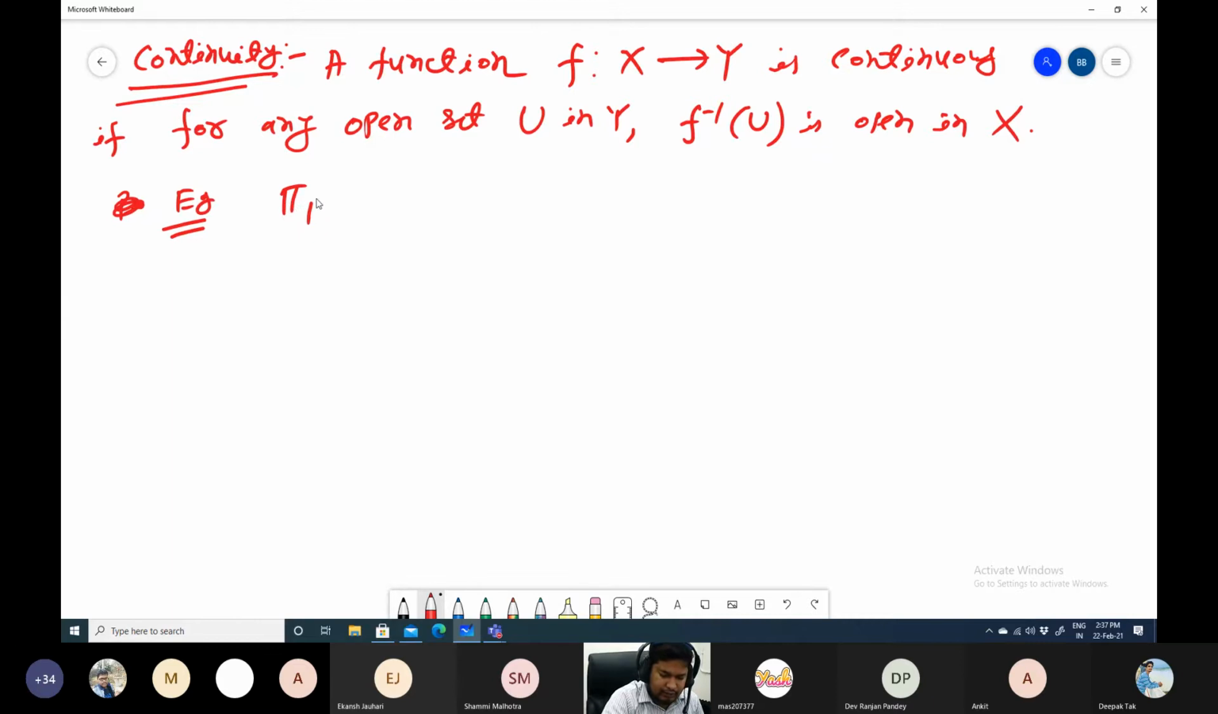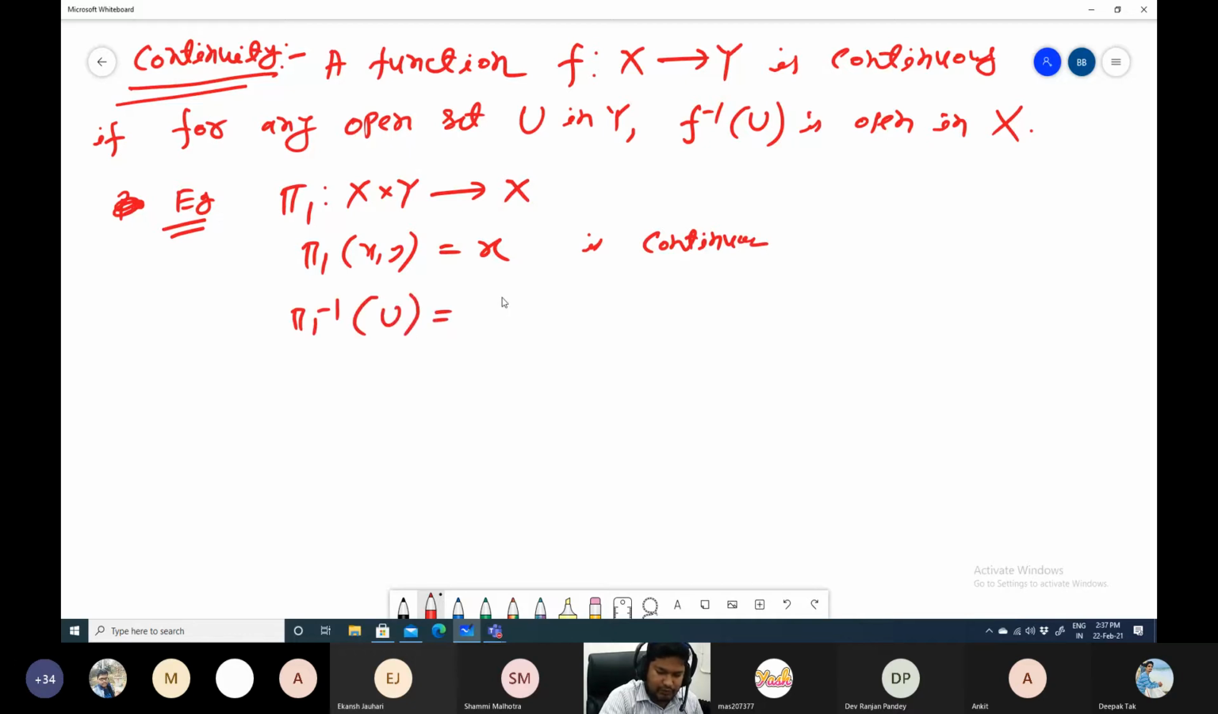If we take, say, the projection map from X cross Y to X defined by pi1(x, y) equal to x, this is continuous. Why? Because pi1 inverse of U will be U cross Y, and if U is open in X, then pi1 inverse U is also open in X cross Y. So pi1 is continuous. Similarly, you can prove that pi2 is continuous as well. So we have given that example.